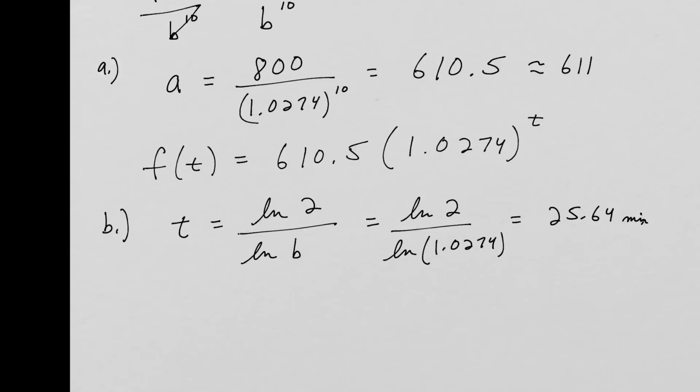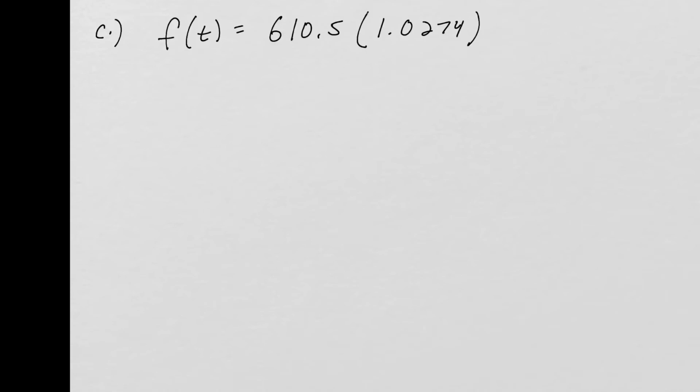All right, part C was find the population after 105 minutes. Well, since we know the general exponential function now, go to a new page here. Right, remember, we just found it was f of t equals 610.5 times 1.0274 to the t. So if I want to find the bacteria count after 105 minutes, I just plug in 105 for t, right? So really I'm finding f at 105.